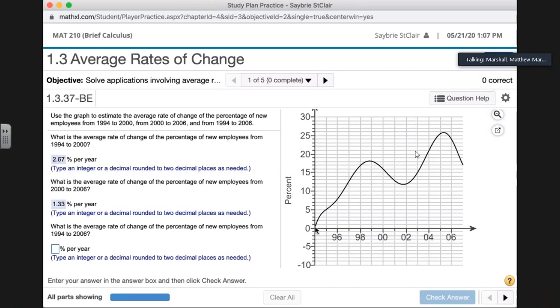Yep, so 1994, 0 to 2006, 24. So that looks like 24 divided by 12, I think. Yeah. I think that's 2.